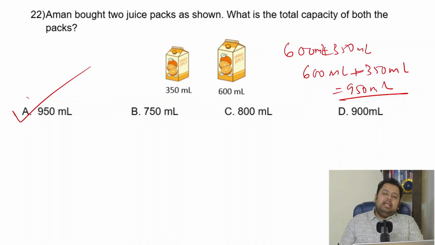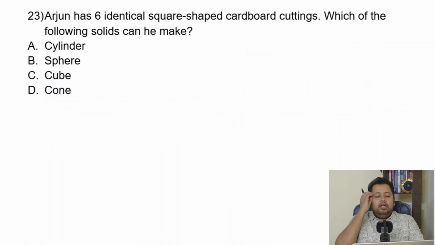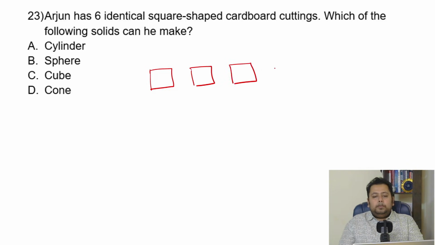I hope you got this one correct as well. If you did, give yourself a star. And now we move to question number 23. Arun has six identical square shaped cardboard, right? So Arun has six square shaped.